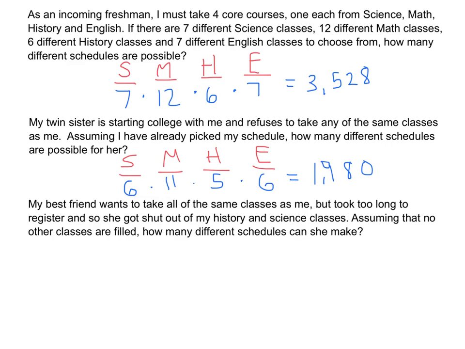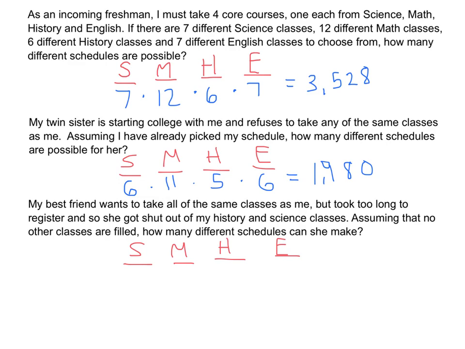Okay, let's look at the last part of this problem. It reads, my best friend wants to take all of the same classes as me, but took too long to register, and so she got shut out of my history and science classes. Assuming that no other classes are filled, how many different schedules can she make? So again, 4 tasks. Science, math, history, and English.